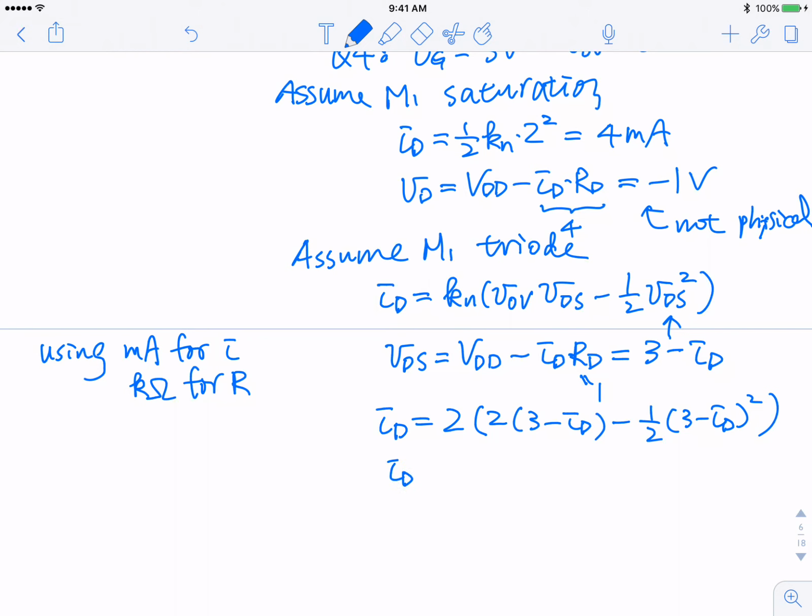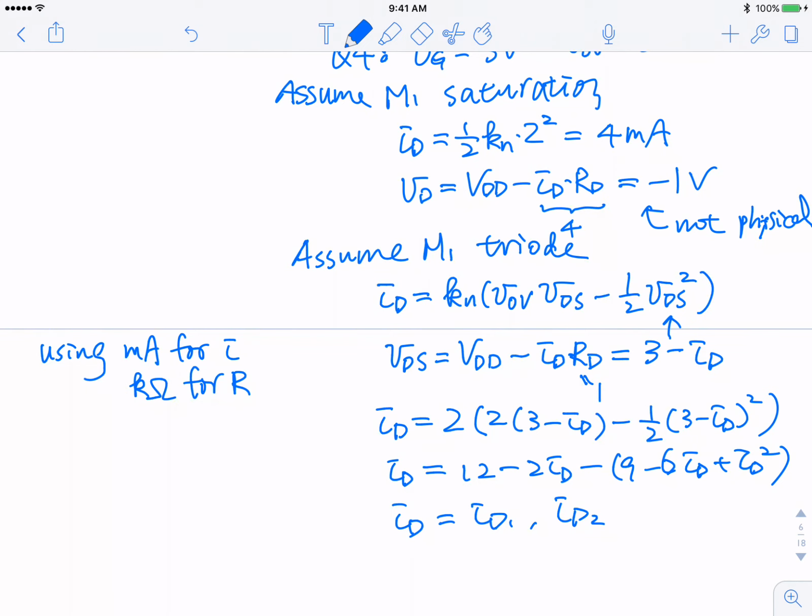So ID equals 12 minus 2ID minus 9 minus 6ID plus ID squared. Now you need a calculator to solve this, but you can solve ID. So there are 2 values of ID, ID1 and ID2. For a polynomial, there are 2 solutions.